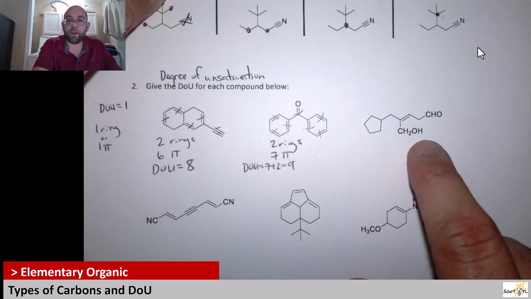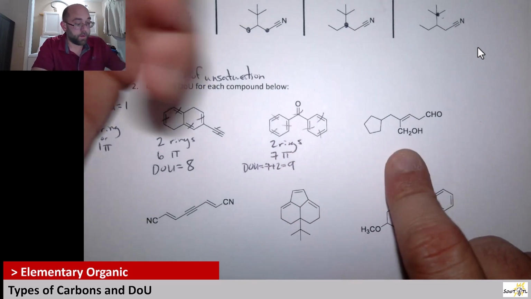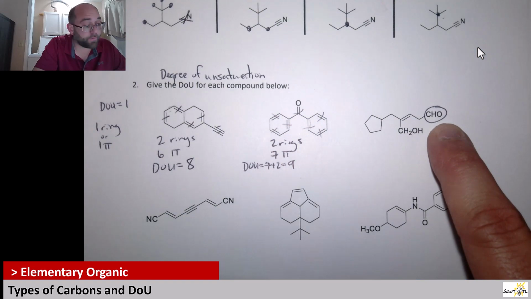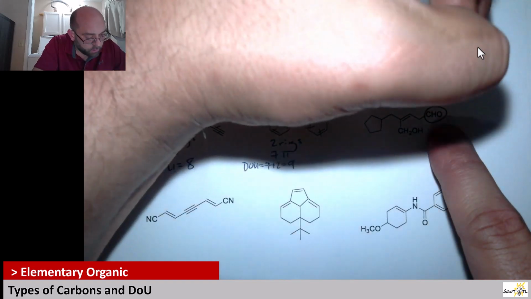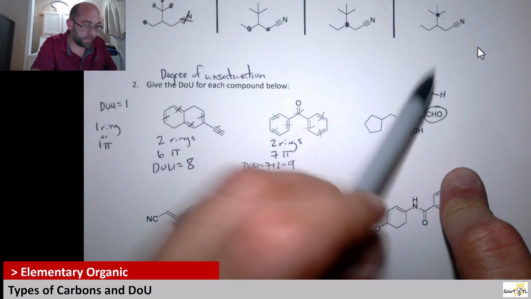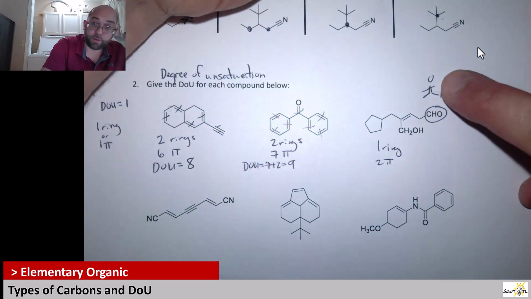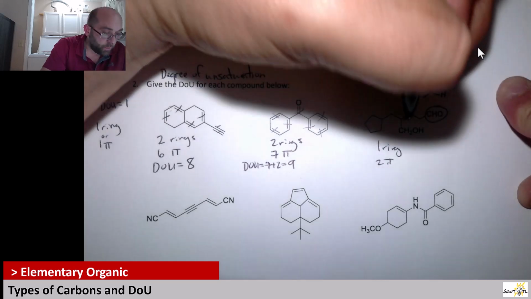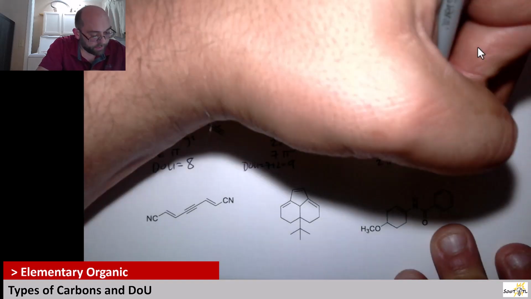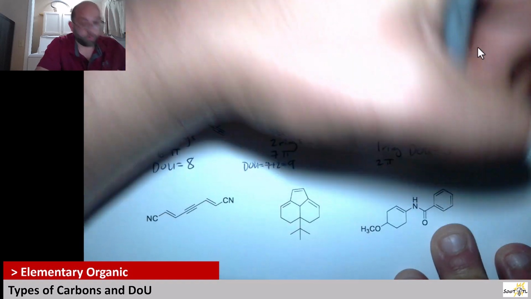Next up here. This one was a little tricky. In particular, that group right there is an aldehyde that we learned about in this chapter for the first time. An aldehyde looks like that, so the CHO is like that. So this actually has one ring and it has 2 pi bonds, because it's got one in the carbonyl here in the aldehyde, and then one there. That's just a regular alcohol functional group, so there's no pi bonds to worry about. So this has a DOU of 3.